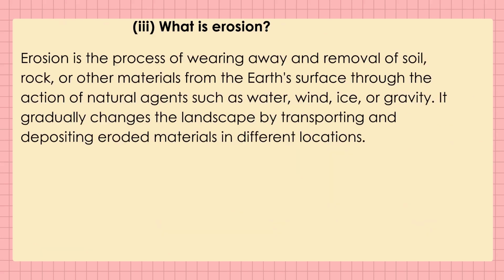What is erosion? Erosion is the process of wearing away and removal of soil, rock, and other materials from the Earth's surface through the action of natural agents such as water, wind, ice, or gravity. It gradually changes the landscape by transporting and depositing eroded materials in different locations.